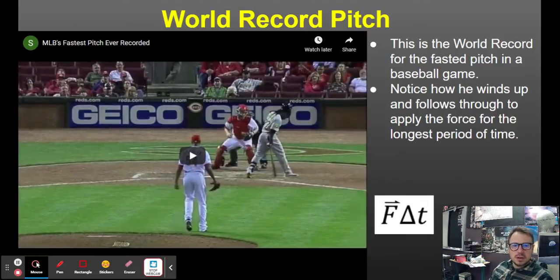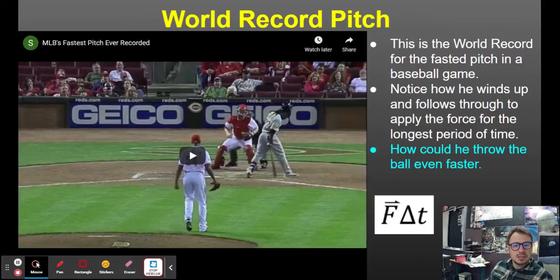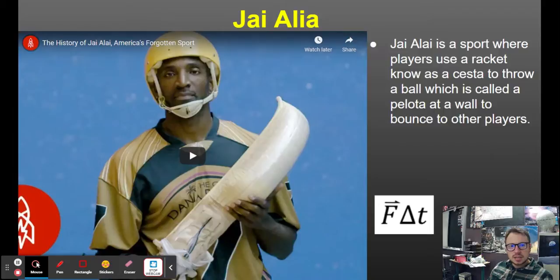So you can watch this video, and this is the world record for the fastest pitch in a baseball game. Now notice how he winds up and follows through and applies the force for the longest period of time possible. Now I asked this question: how could he throw the ball even faster? Well, let's take a look at this one.